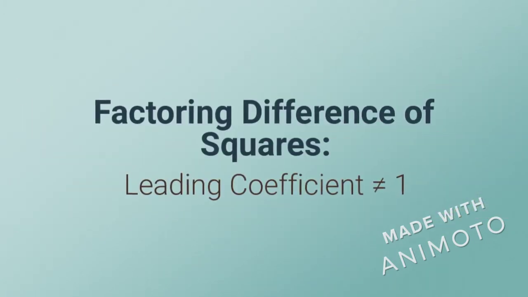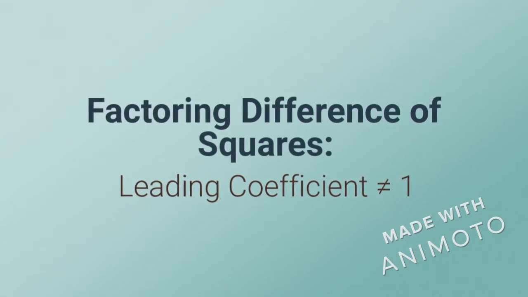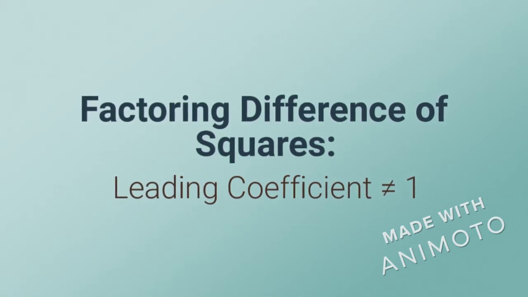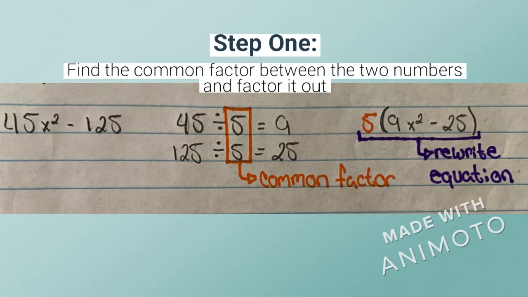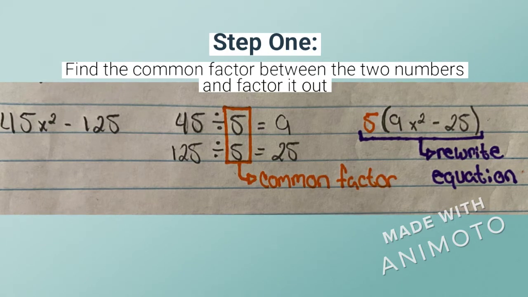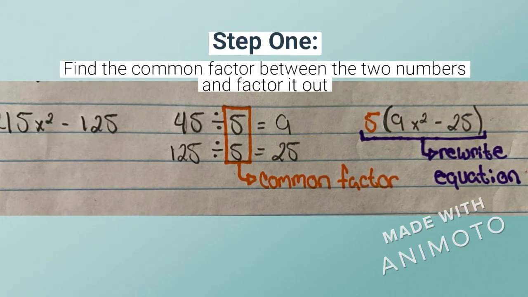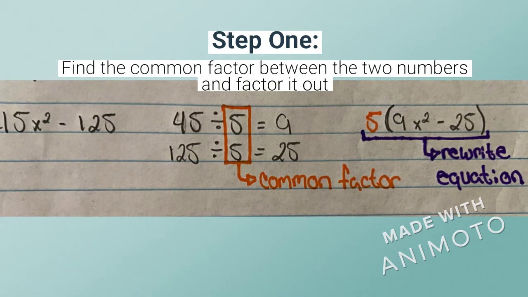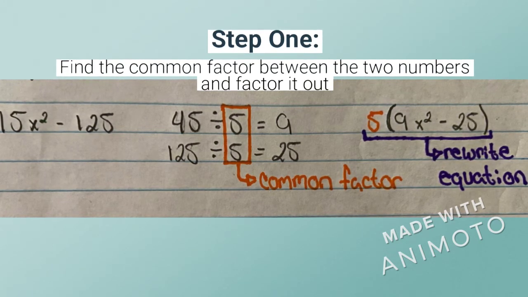Now I will go ahead and explain another example with a coefficient in front of the variable and the process that you would do in order to solve that equation. So for this example, you begin by finding the common factor between the number in front of the variable and the second number. So in this case, it's 45 and 125. So the common factor between these two numbers is 5. So you take out the 5 from the equation, and it rewrites the equation into 5 times 9x squared minus 25.